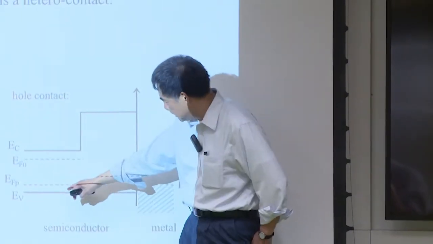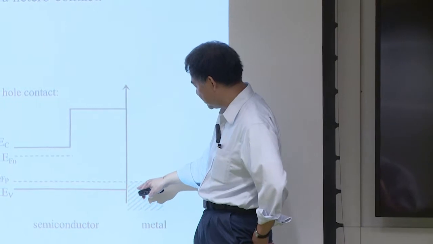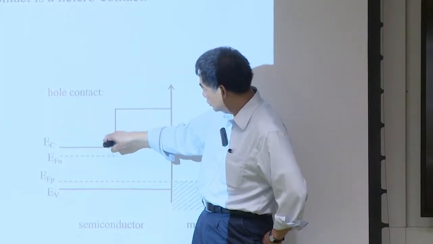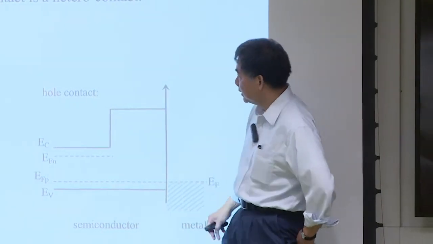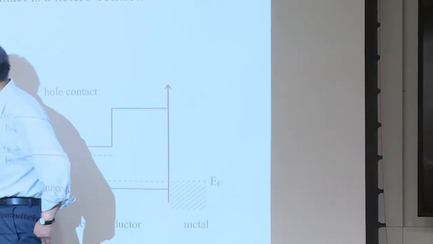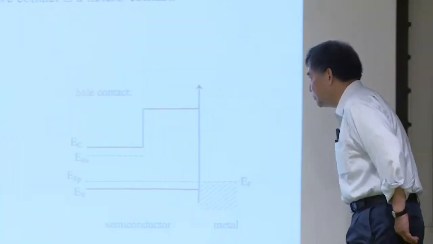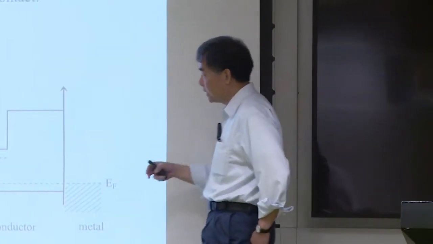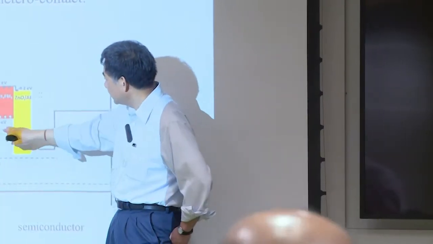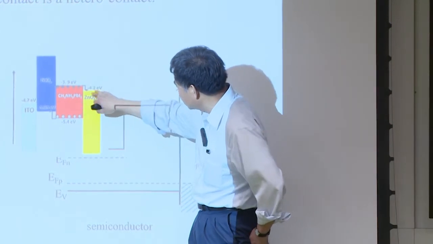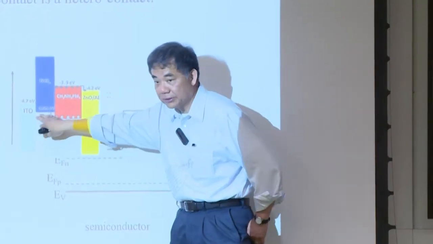The hole is at the top of the valence band. So if we can block the electron, the electron won't flow and the hole will flow. If we can block the holes, that's the electron contact, and the electron will be extracted. So in a typical good solar cell that uses perovskite, the photoactive material, over here the electron will be extracted, and over here the hole will be extracted.